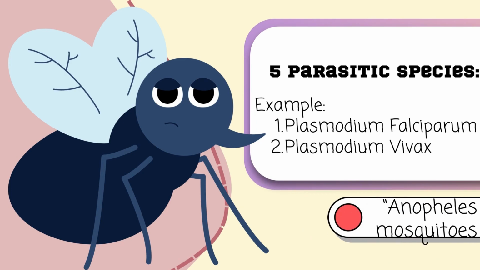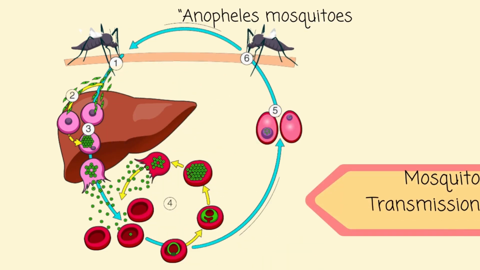Malaria is mainly transmitted by Anopheles mosquitoes, which can be infected by 5 parasitic species. Among the 5, Plasmodium falciparum and Plasmodium vivax pose the greatest threat. This is the life cycle of the protozoa.